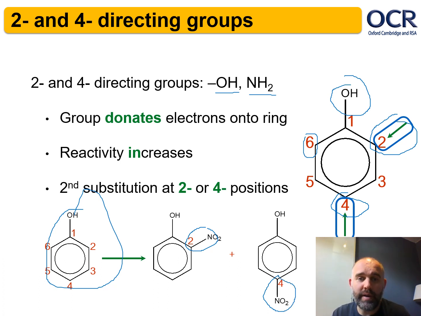An important thing to remember is that an OH group and an NH2 group increases the reactivity of the ring. We've seen that in phenol already, that by donating electrons into the ring it increases the electron density to make it react faster as well.